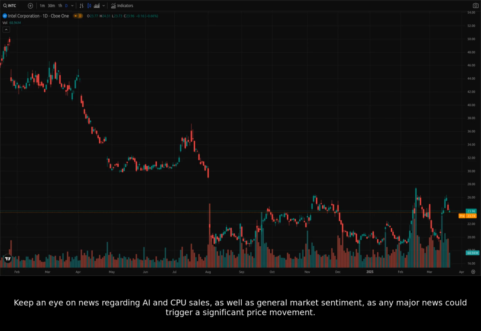Keep an eye on news regarding AI and CPU sales, as well as general market sentiment, as any major news could trigger a significant price movement.